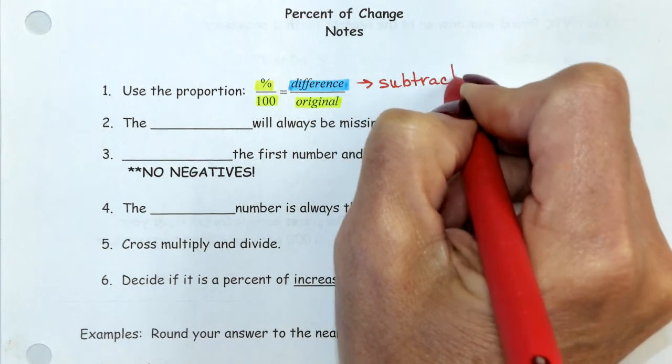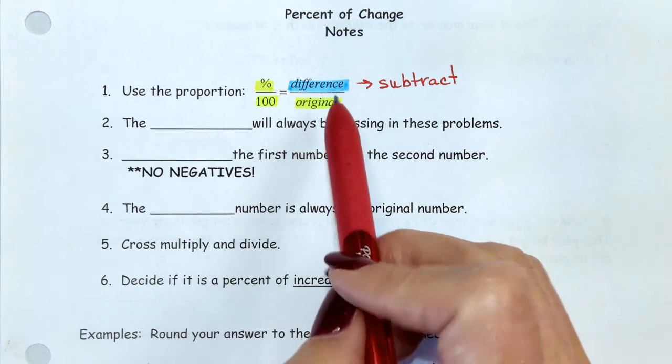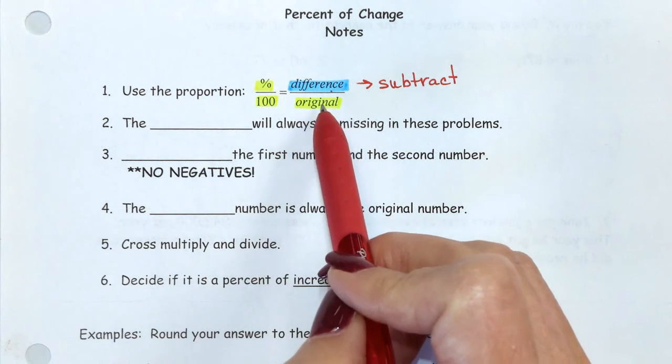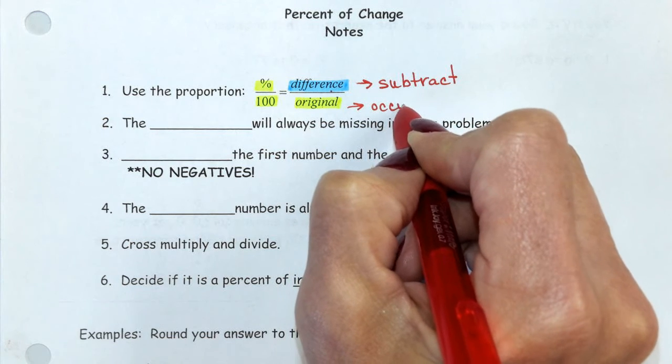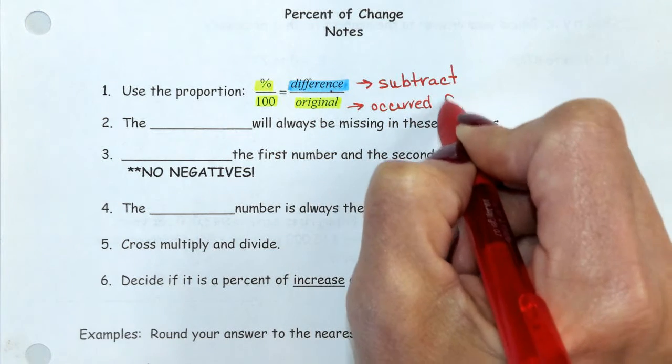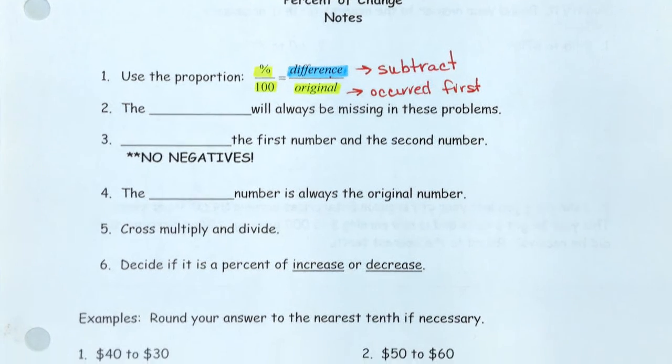Okay, so that means they're going to give you two numbers, a beginning number and an ending number. You're going to have to subtract the two numbers in order to find out what number you need to put in that spot. The original number is what occurred first. Okay? All right, so let's talk a little bit about this.